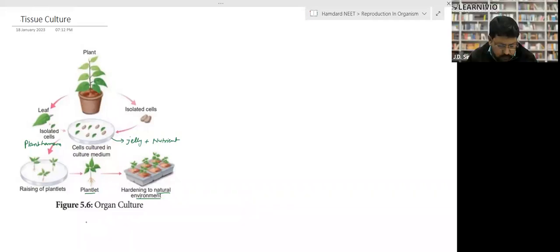And when we have to produce plants in mass, in thousands of plants from a single plant, then we can use this technique, the tissue culture method, and it is done in the laboratory only.